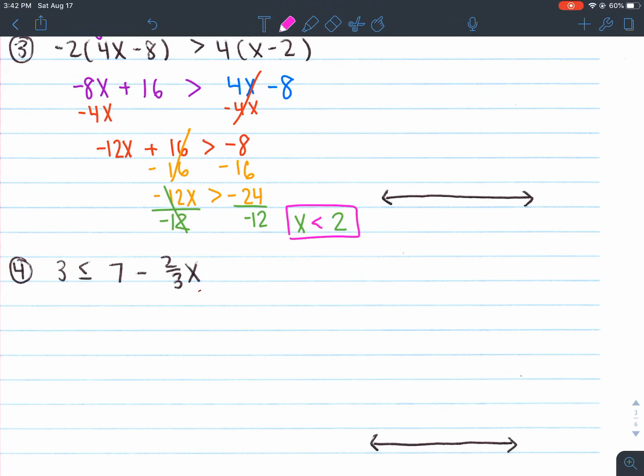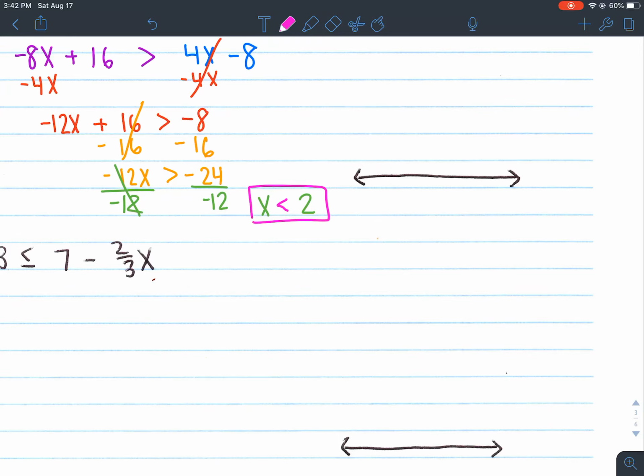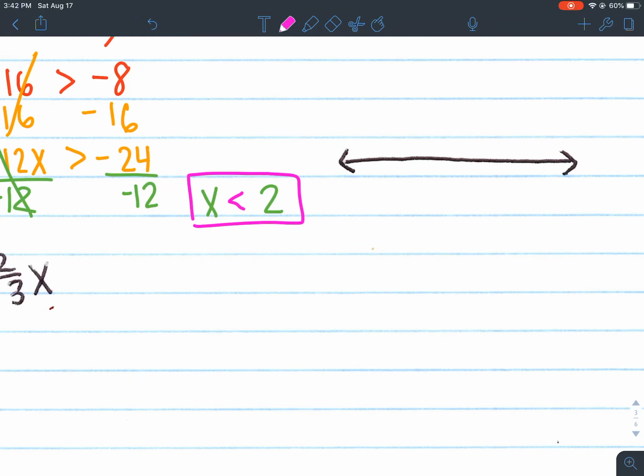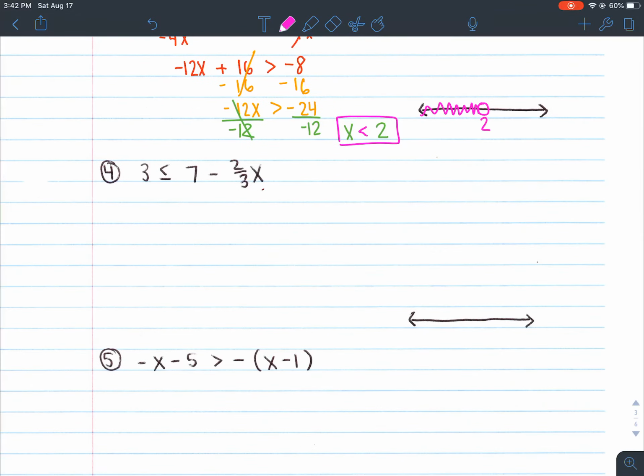Very important that you don't miss those kinds of things. Because you're in the groove of things, then you forget. So, make sure you don't forget. So, is this going to be an open or a closed circle? It's going to be an open circle. And I'm going to have 2 there. And I'm saying x is less than 2. So, where are all the numbers less than 2? The left or the right? The left.